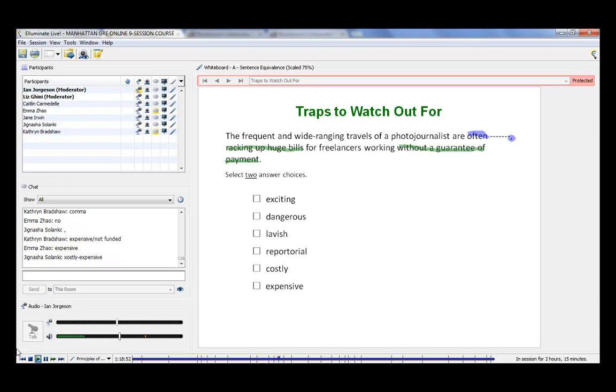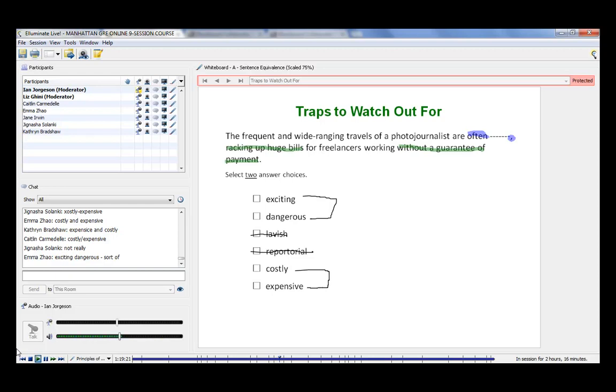Do the answer choice analysis now. Okay, costly, expensive definitely are paired up. Any other pairs? Exciting and dangerous, sort of, and if I was being really careful, I'd keep a hold of that. But lavish and repertorial don't pair up, and those guys are going to be out.